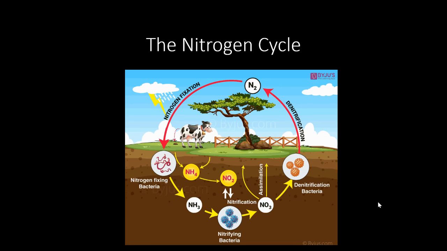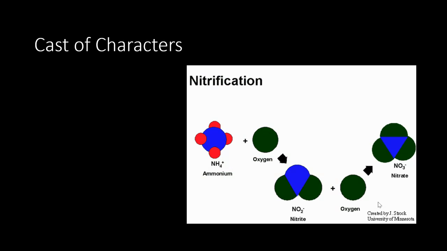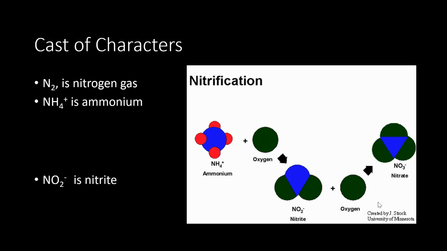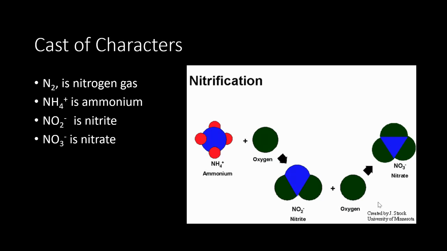So let's get started. First of all, there is a cast of characters that we have to go through because nitrogen atoms have to bond with other molecules to be stable. And so there's different names for each of these different molecules. So there is nitrogen gas, there's ammonium, which is NH4 plus, there's nitrite, NO2 minus, and there is nitrate, NO3 minus. So I will, for the most part, call them by their names rather than their chemical formulas.